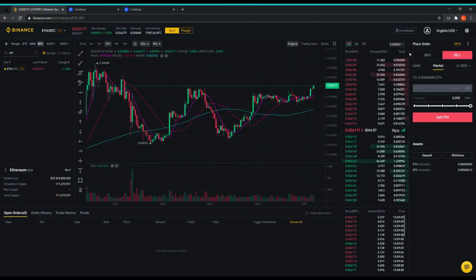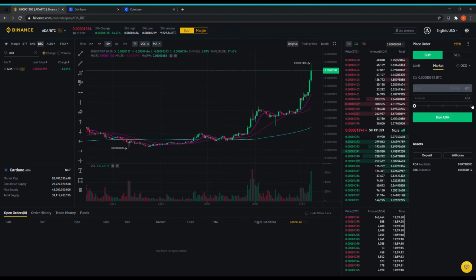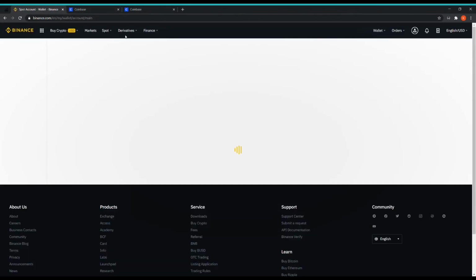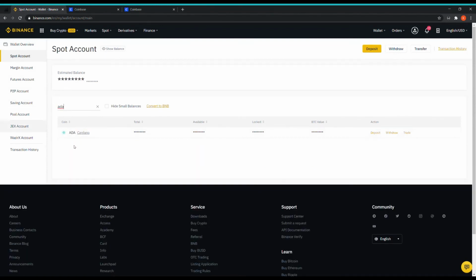Alright, so once you're done swapping for Bitcoin, now you have Bitcoin. You go to the ADA Bitcoin trading pair, and you would do a market buy at 100%. That easy. So whatever Bitcoin you had, market buy 100%, and then you can go back to the Binance page, go to your wallet, and now you would see a balance in there for your Cardano.